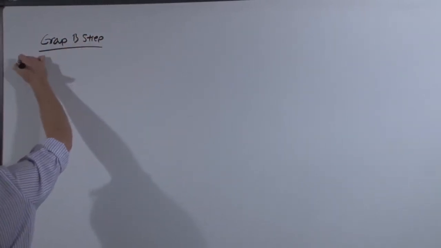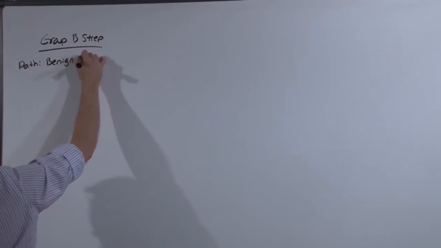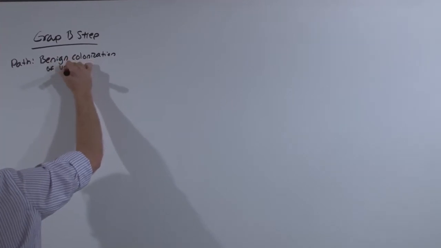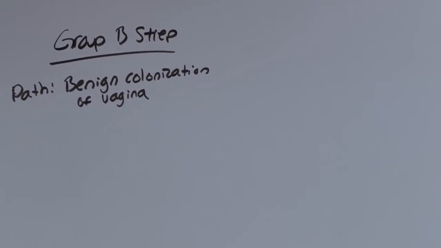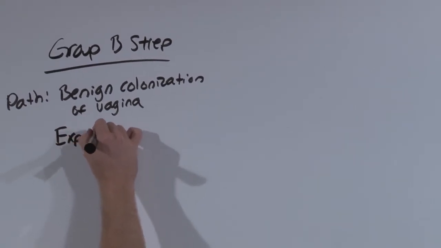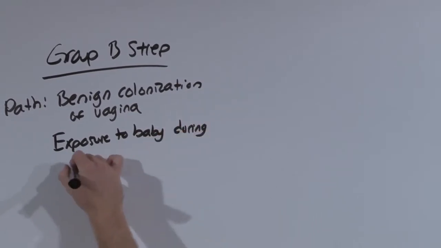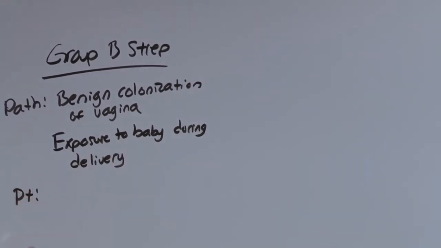Group B strep is caused by a benign colonization of the vagina. That is, it's not normal flora, but mom can have it without any problem whatsoever. And it is the exposure to baby during delivery where it becomes pathologic. So mom is not going to know that she has it. We have to go looking for it. So it is going to be an asymptomatic screen.